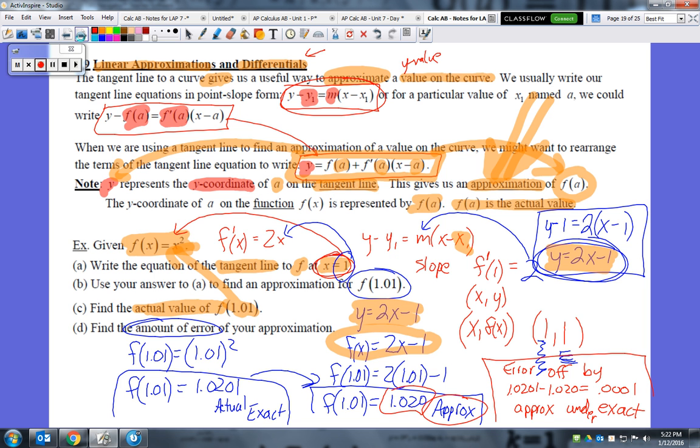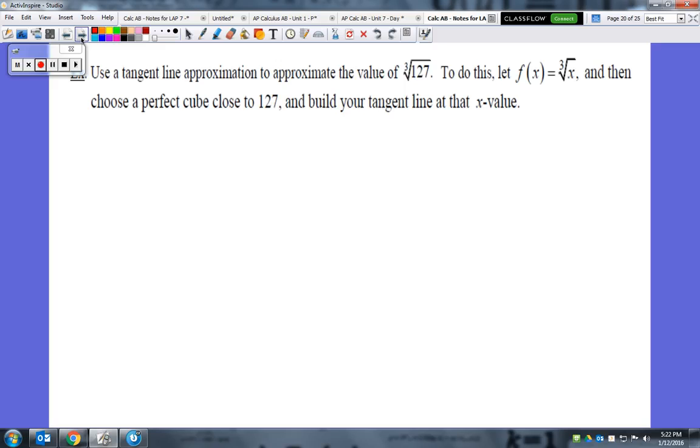Alright, so now let's go to another example. Use the tangent line to approximate the value of the cube root of 127. To do this, let the function equal the following, and then choose the perfect cube close to 127 so that you can build your tangent line. First of all, we know the function we were given is the cube root of x, which if you wanted to rewrite it would be x to the 1/3.